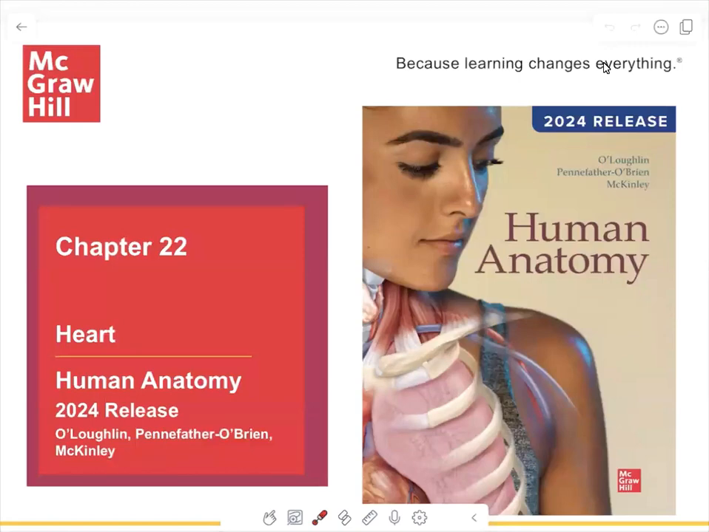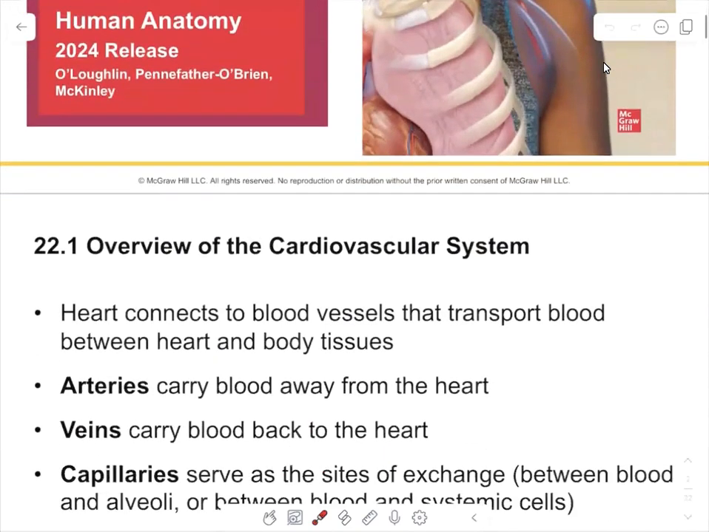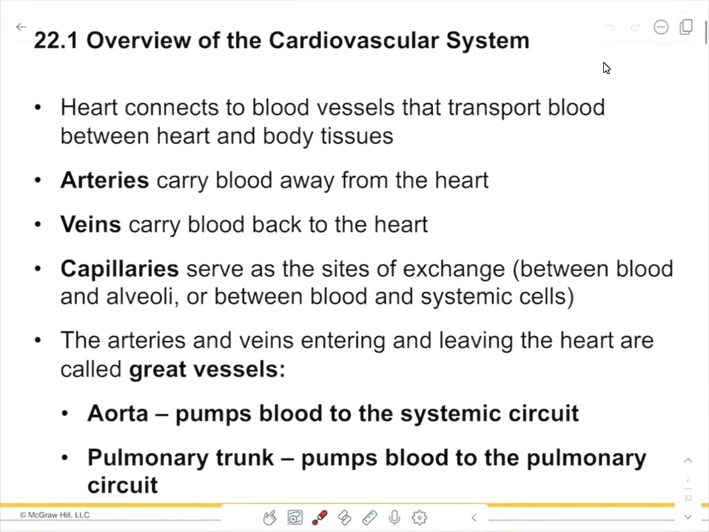This chapter is covering the heart. So the first thing we need to look at is the overview of the cardiovascular system. Remember that the cardiovascular system contains not only the heart, but it also contains the blood vessels that transport blood between the heart and the body tissues.